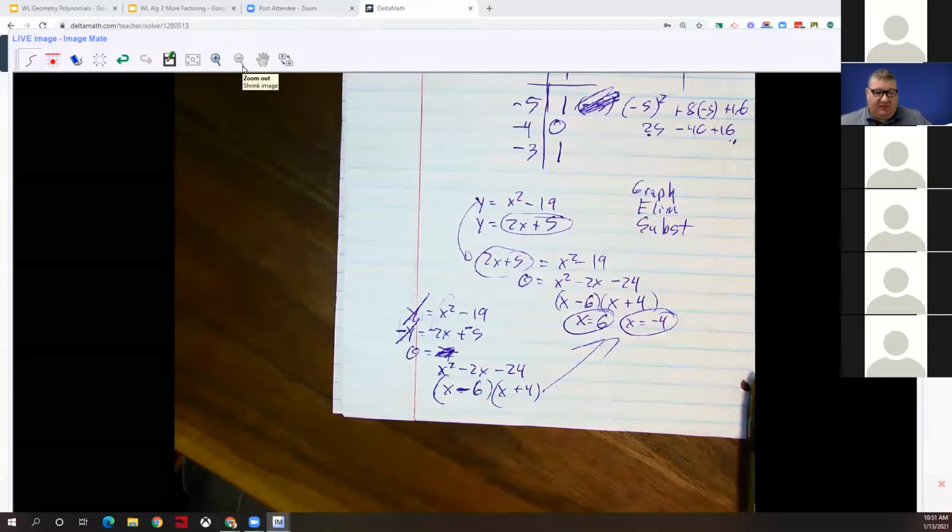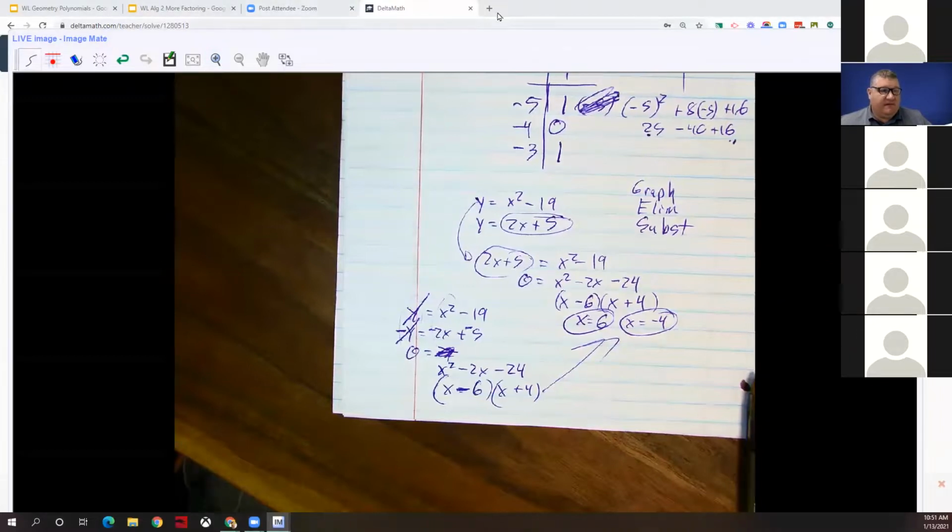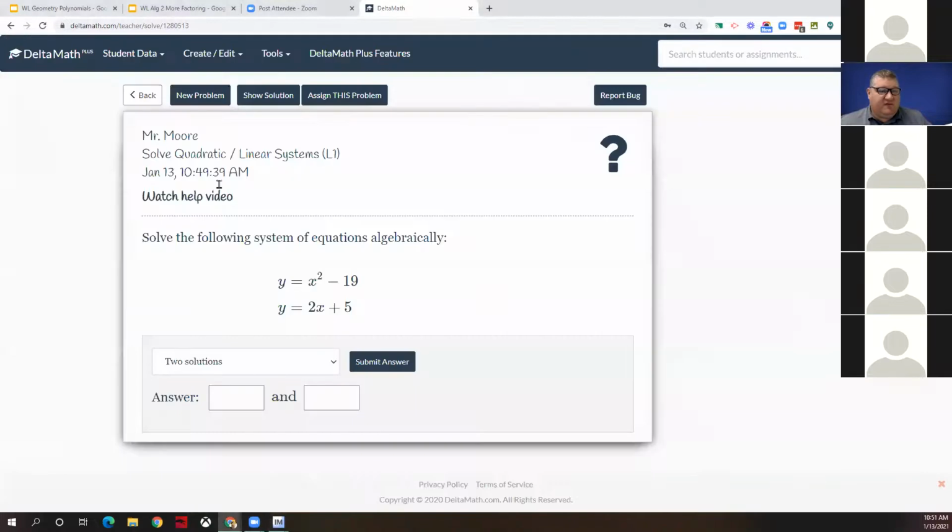And so what do we come up with? 6 and negative 4. So there are two solutions. Answer is 6 and negative 4.